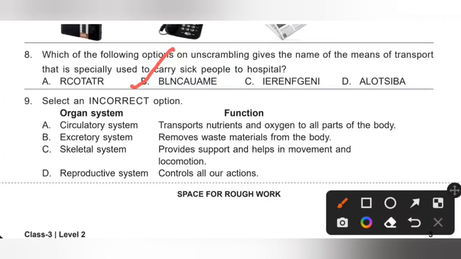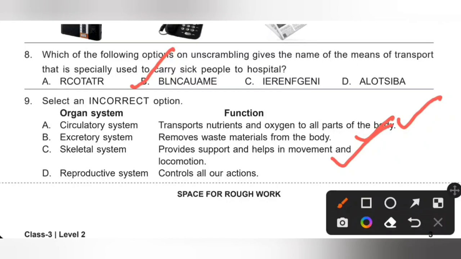Ninth one, select the incorrect option. Option A, circulatory system, transports nutrients and oxygen to all parts of the body. It is the correct match. B, excretory system, removes waste material from the body. It is also a correct match. C, skeletal system, provides support and helps in movement and locomotion. It is also a correct statement.